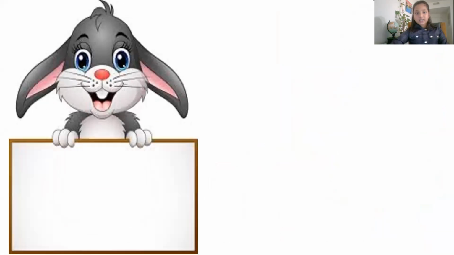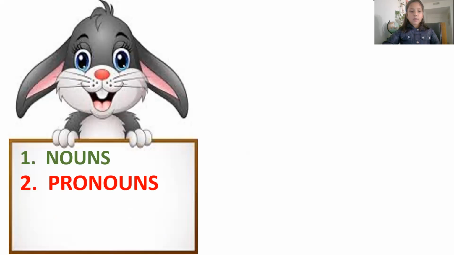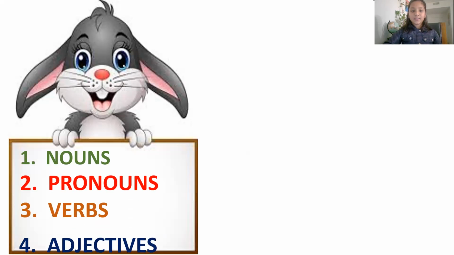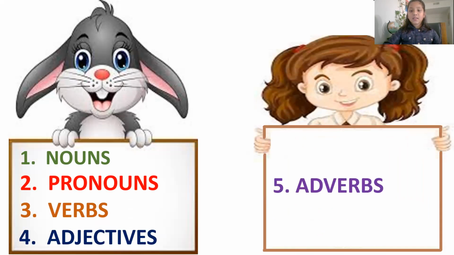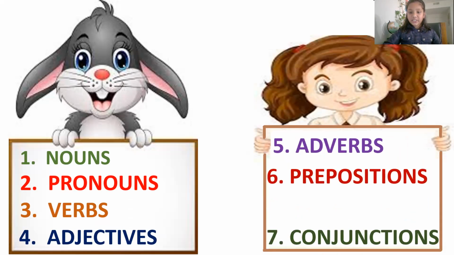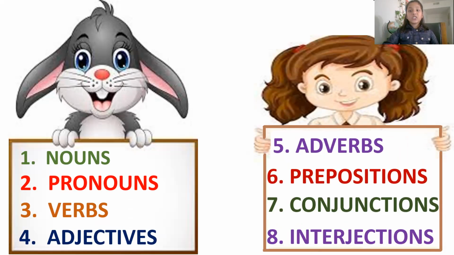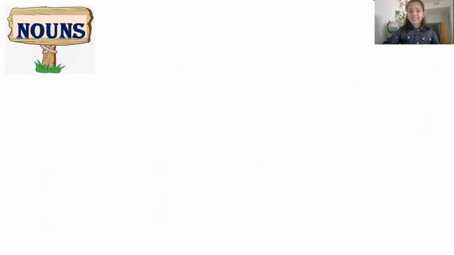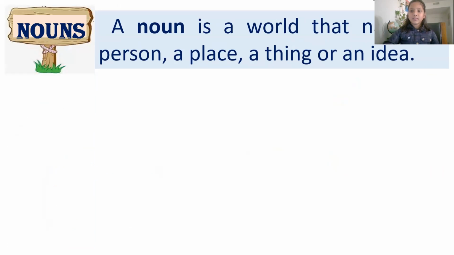Here are the parts of speech: nouns, pronouns, verbs, adjectives, adverbs, prepositions, conjunctions, and interjections. What are nouns? A noun is a word that names a person, place, thing, or an idea.